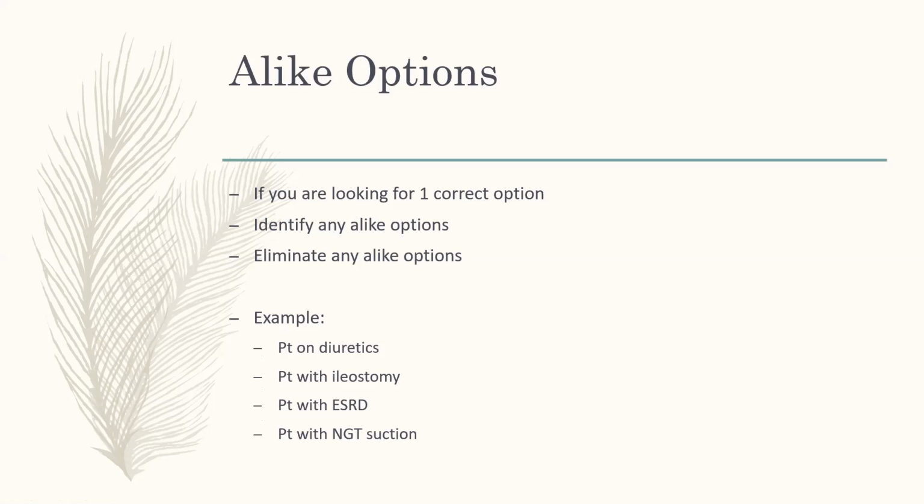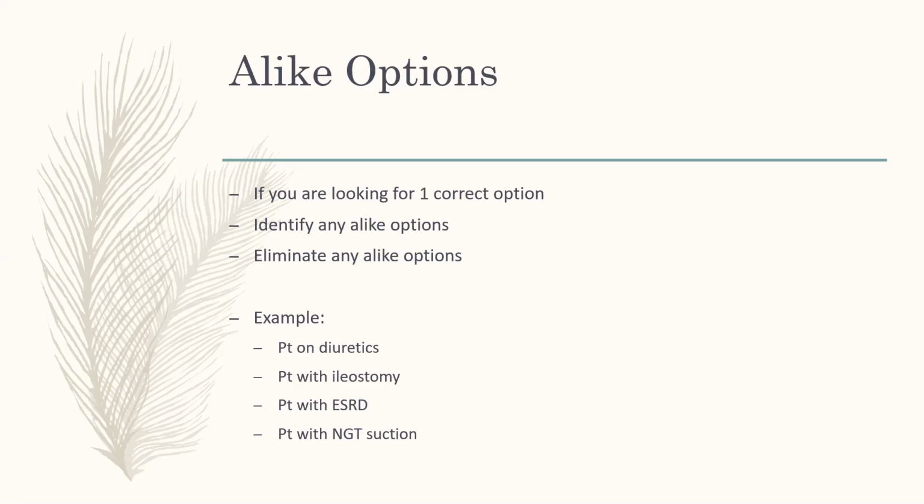So alike options, if you are looking for just one correct option, so this does not apply to select all that apply. These are only when you're looking for one correct option, like either A or B or C or D. You want to look for anything that might be alike, and we eliminate all like questions. So I have an example for you here. 3 of these are essentially the same thing. They're not the same thing in that it's the same disorder or it's the same medicine or anything like that, but it's the same because 3 of these indicate that the patient is losing fluid, where one of them actually hints that this patient would be retaining fluid.